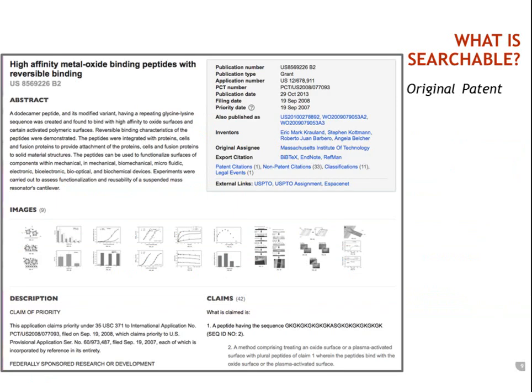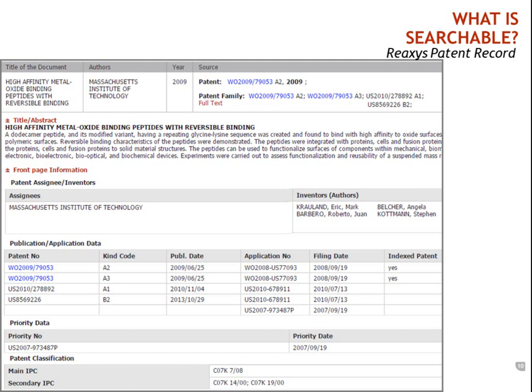And speaking of patents, here is an original patent document. And here is the Reaxys patent record. We usually refer to the patent records in Reaxys as coming from patent documents, because some of it is coming from patent applications, and these inventions are not always granted actual patents. We keep these records in the database even if the patent is not granted.